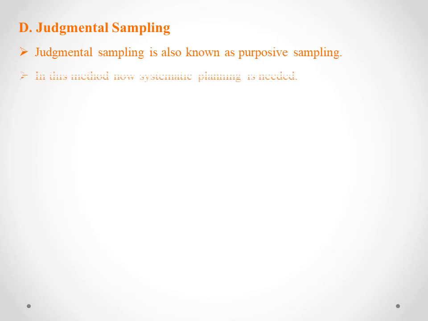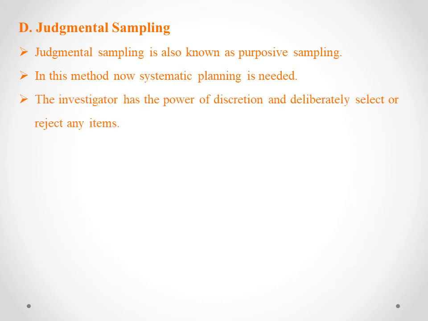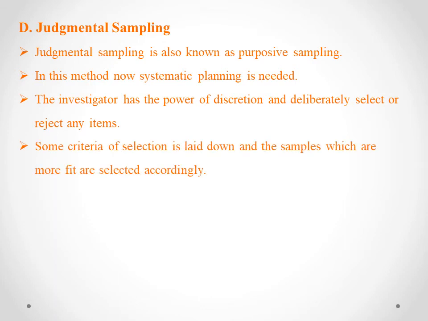Next one is the judgmental sampling method. This method is also known as the purposive sampling method. In this method, no systematic planning is needed. The investigator has the power of discretion and deliberately selects or rejects any items. Some criteria of selection are laid down and the samples which are more fit are selected accordingly. This method is also known as the deliberate sampling method because it is in the hands of the investigator.